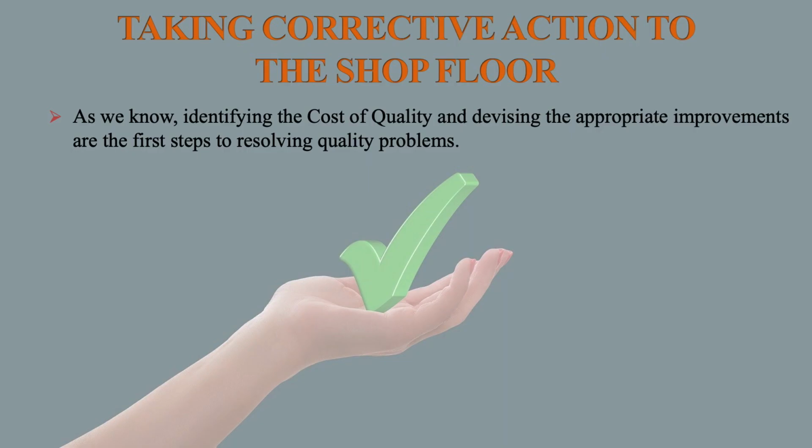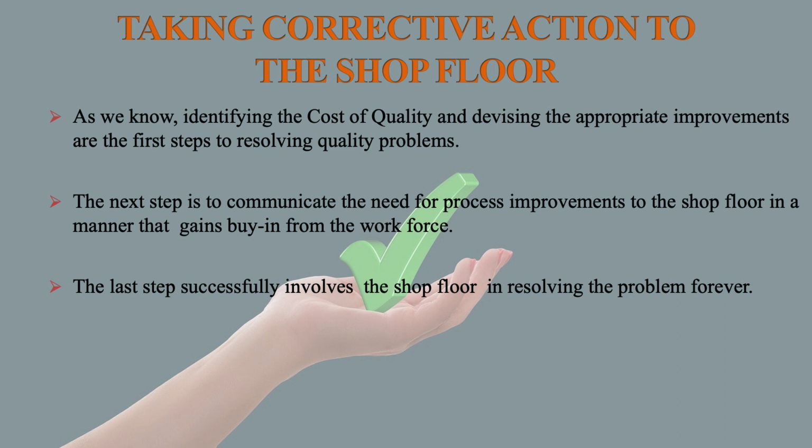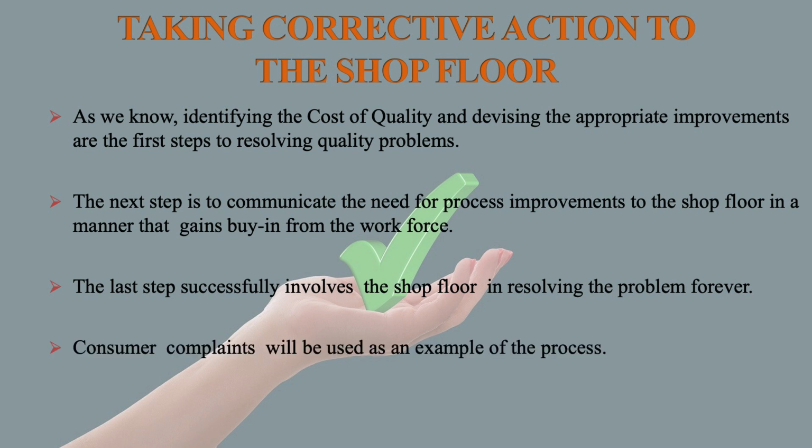Taking corrective actions to the shop floor. As we know, identifying the cost of quality and devising the appropriate improvements are the first step to resolving quality problems. The next step is to communicate the need for process improvements to the shop floor in a manner that gains buy-in from the workforce. The last step successfully involves the shop floor in resolving the problem forever. Consumer complaints will be used as an example of the process.